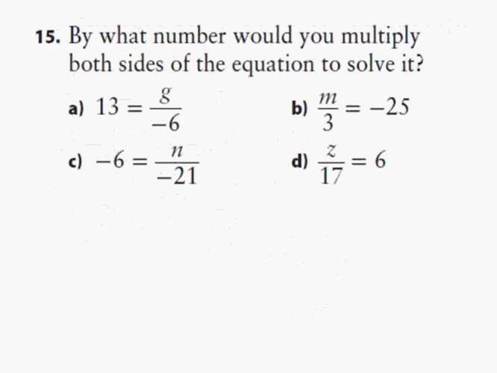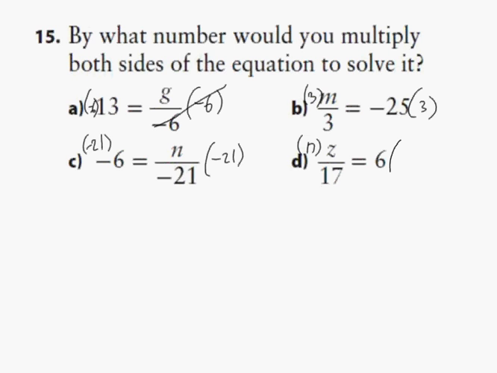In question 15, by which number would you multiply both sides of the equation to solve? Remember, we're not dealing with the opposite number, we're dealing with the opposite operation. So this time, dividing by negative 6, I'm going to multiply both sides by negative 6. That's the answer. It doesn't say to solve it, just what would you do. In this one, I'm going to multiply both sides by a positive 3. In C, I'm going to multiply both sides by negative 21. And in D, I'm going to multiply both sides by positive 17.